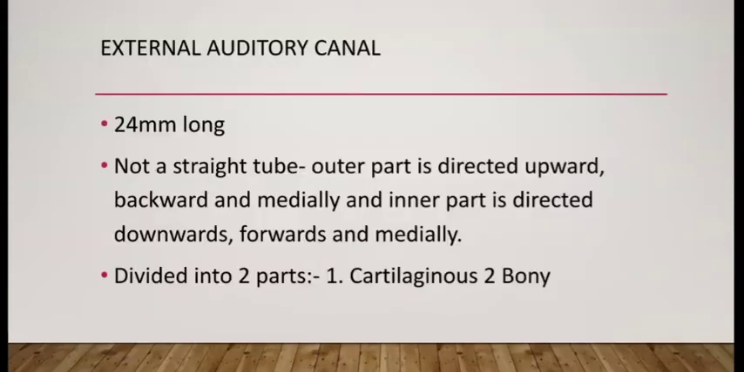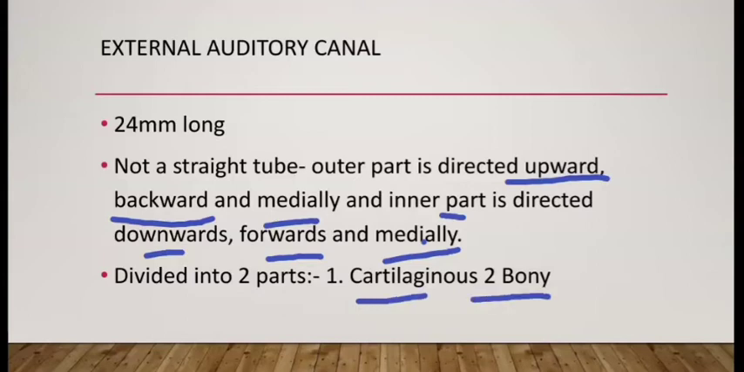Then the external auditory canal. The external auditory canal is a tube, but it's not a straight tube. It is 24 mm long. Its outer part is directed upwards, backwards and medially, and the inner part is directed downwards, forwards and medially. It is divided into two parts: cartilaginous and bony part.